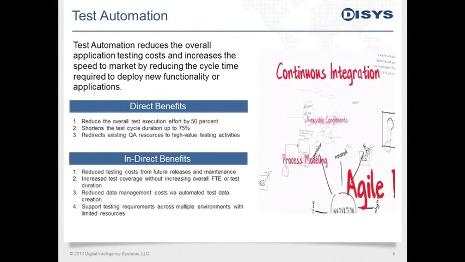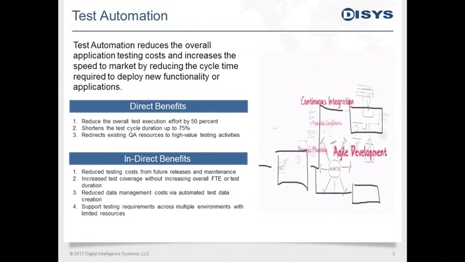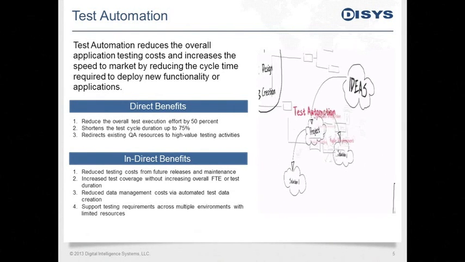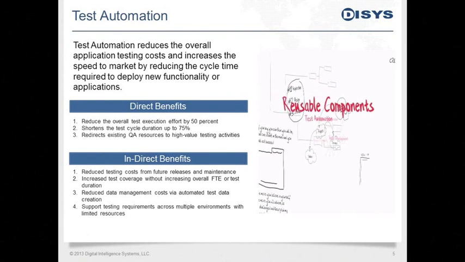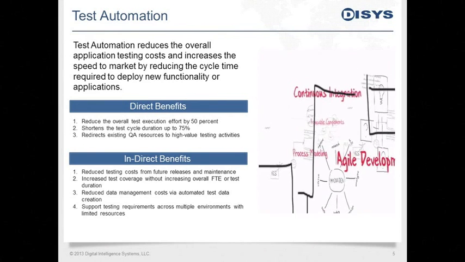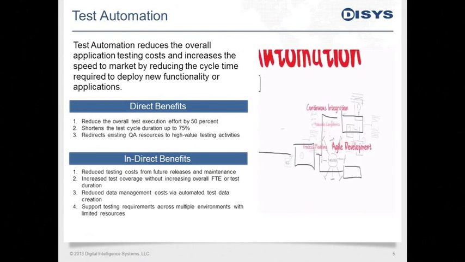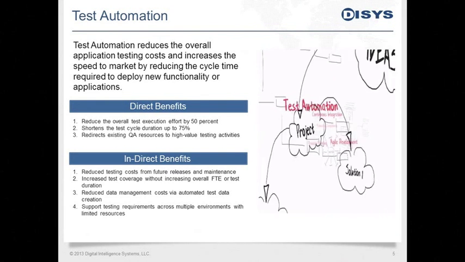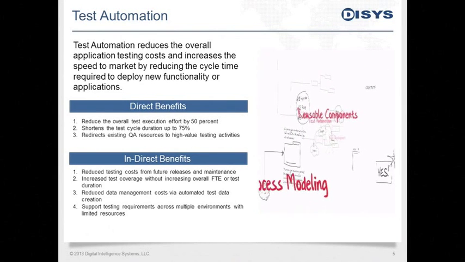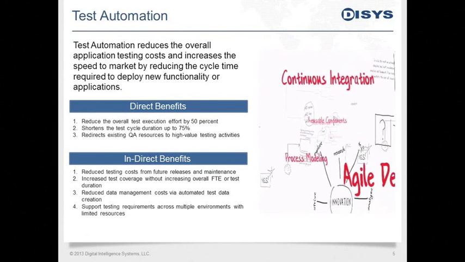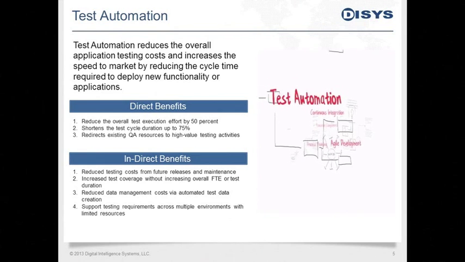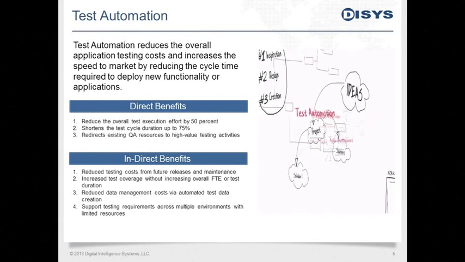And one of the key factors is that it redirects those QA resources to more critical or more strategic testing activities, so that they're not sitting during the regression test cycle times manually executing tests over and over and over again. From an automation perspective, they could be doing additional work on the next project or again, more strategic effort. Indirect benefits, of course, reduce testing costs for future releases of maintenance.